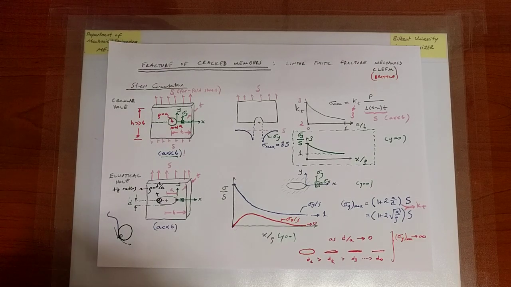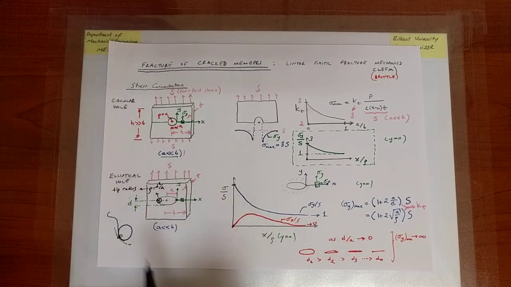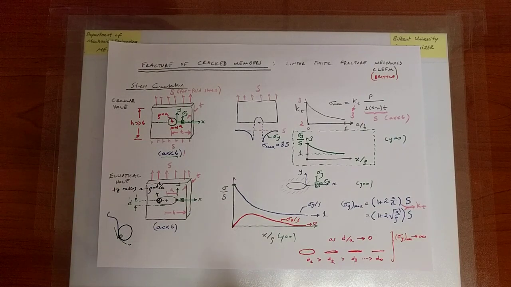What this analysis is saying to us is that if we put an elliptical hole in a plate and we pull on it in the manner that we've described, and we make the hole thinner and thinner and thinner, ultimately the stresses will be so high that the material will try to break apart. And that is the motivation for what we are going to go ahead and analyze.